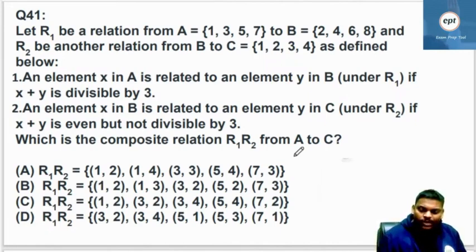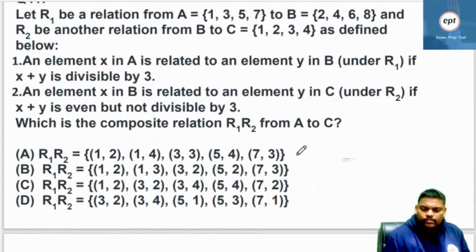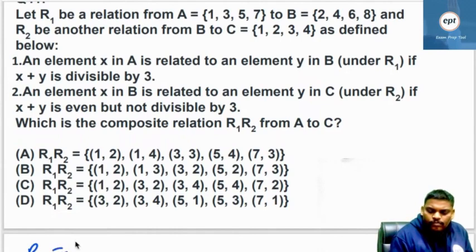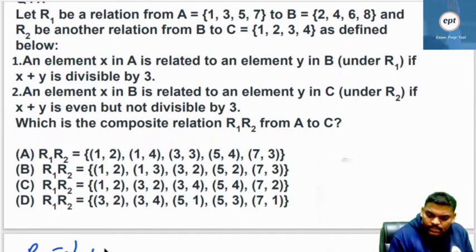Can you help me? What is R1 here? R1 is from A to B, where the sum is divisible by 3. Start with 1. 1, 2: divisible by 3? Yes. 1, 4: divisible by 3? No. 1, 6: divisible by 3? No. 1, 8: divisible by 3? Yes. So 1 is done already.